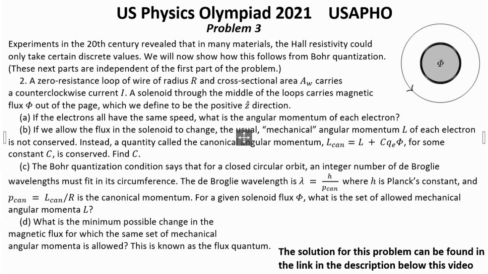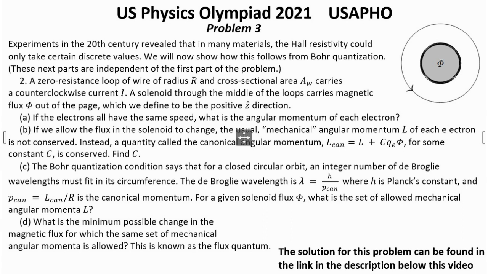Part 2. A zero resistance loop of wire of radius r and cross-sectional area AW carries counterclockwise current I. A solenoid through the middle of the loop carries magnetic flux F out of the page, which we define to be the positive Z direction. Question A. If the electrons all have the same speed, what is the angular momentum of each electron?